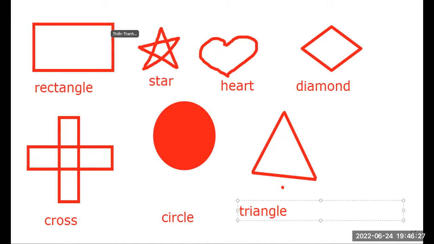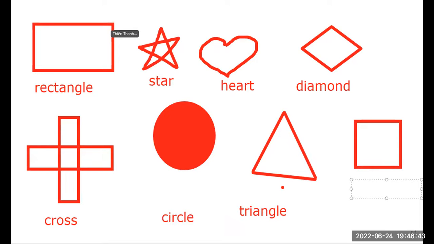One more shape? Square. Yes, square. The last shape we have is square, right? I will make it. Yeah, it looks like a square now. Let's spell it. The first letter is S. S, Q, U, A, R, E. Yes, very good.